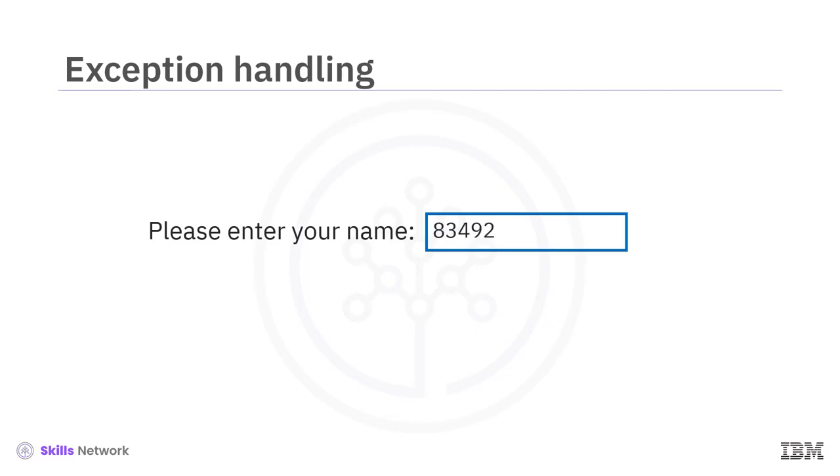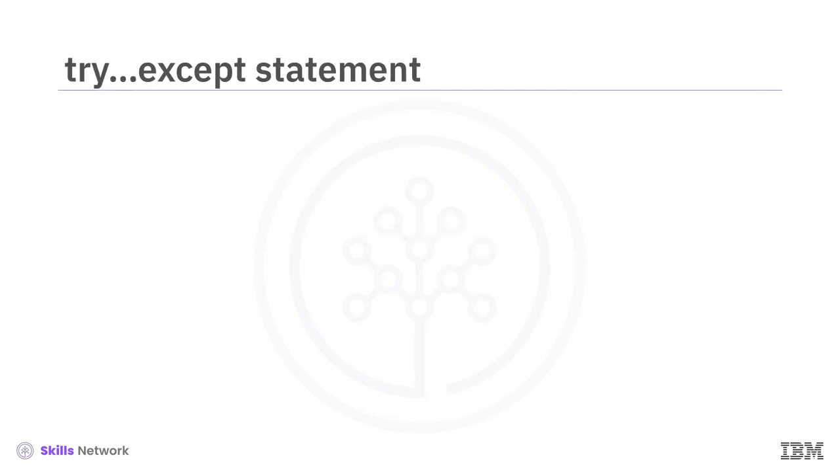By encasing this code in an exception handler, the program knew how to deal with this type of error and was able to output the error message to continue with the program. This is one of many errors that can happen when asking for user input. So let us see how exception handling works. We will first explore the try except statement.